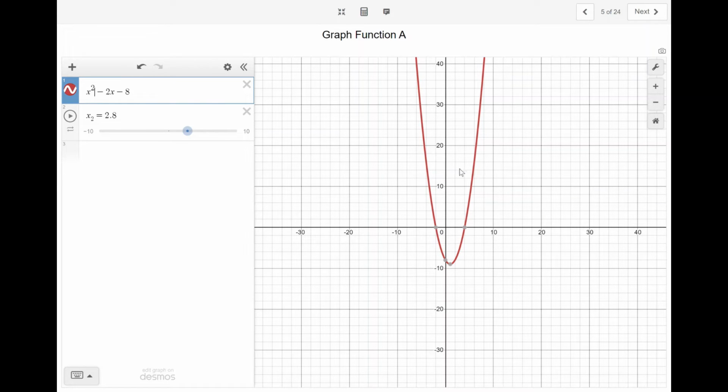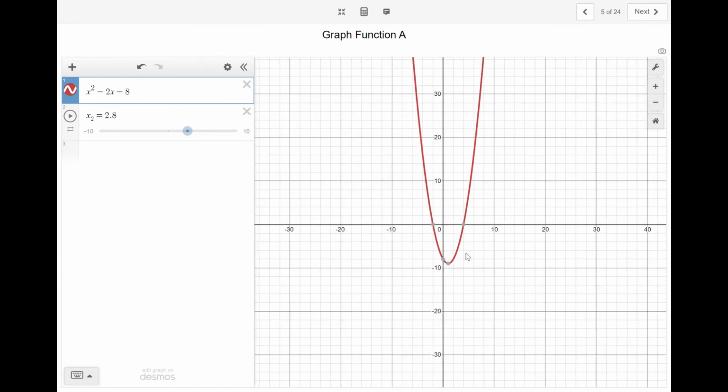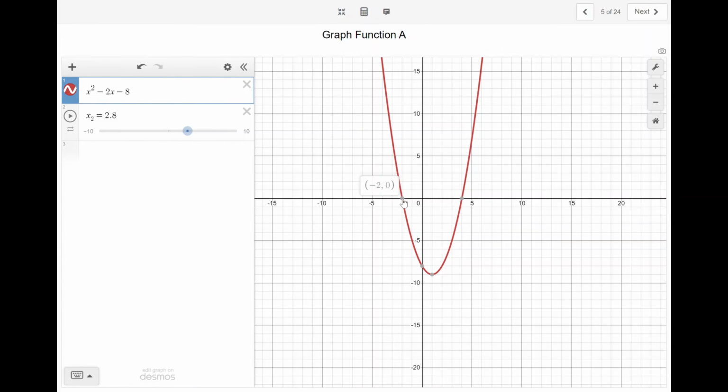Now that it has a U shape, I can locate all the points I was talking about over here. My x-intercepts cross the x-axis, so notice I have two x-intercepts. That's the first time we've seen that in a while, right? Two x-intercepts. Let me zoom in a bit. We have a y-intercept, and I can tell it's the y-intercept because it crosses the y-axis right here, if you see my cursor going up and down.